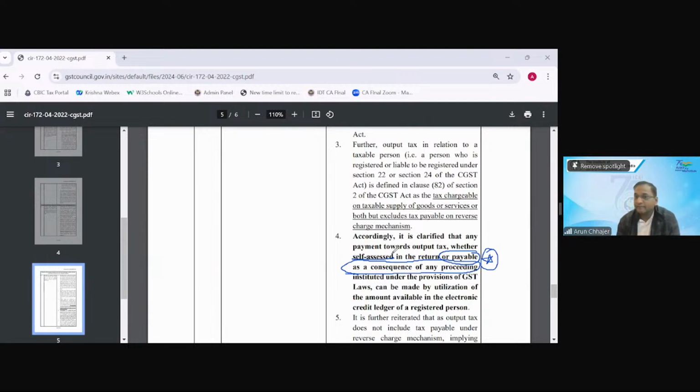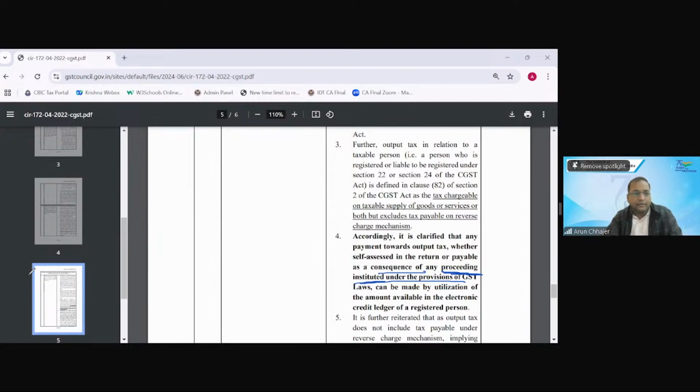Now the point is, if there is any demand created, can we use ITC? Can ITC be used or not? That has been clarified. Circular 172. My dear friend, it is a very important clarification that even I can use the ITC for any demand which is instituted under any proceeding, any other liability which is created on me, I can use my ITC for the tax part.